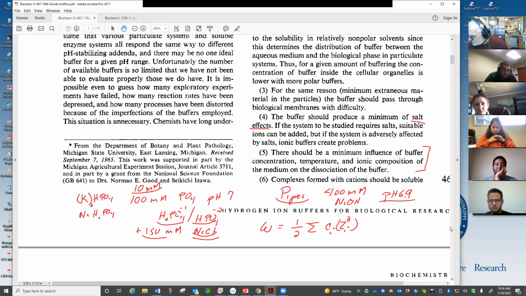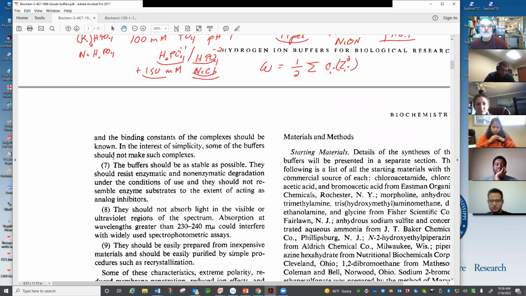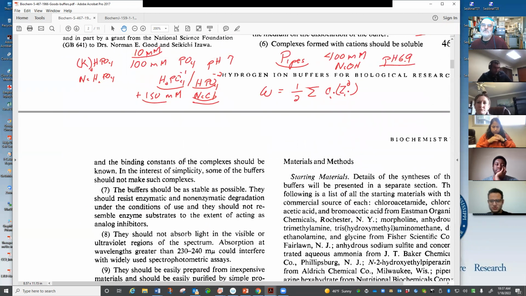And so let's scroll this down, sorry. And the binding constants of those cations should be constant, should be known. Some of the buffers should not make such complexes. Sometimes that's not controllable, but that's part of the issue that you're dealing with. You would like to know what the buffer interacts with. The second paper we talk about, we'll go into this in greater detail. But you would also need to know what all the binding constants are. And there are sources for this kind of stuff.